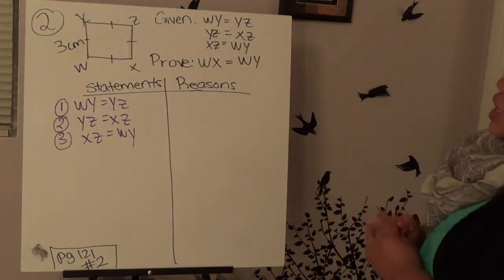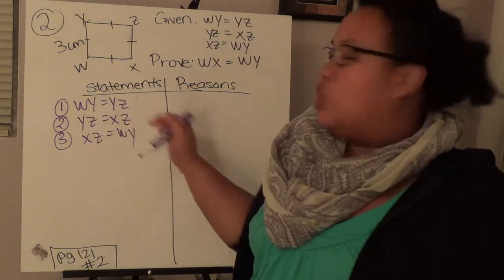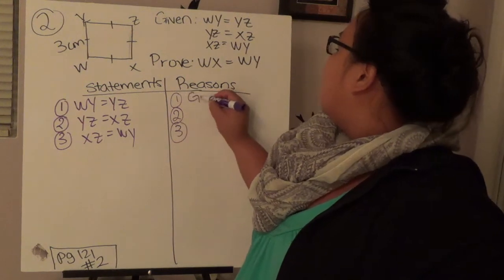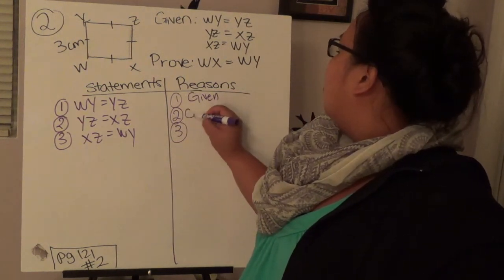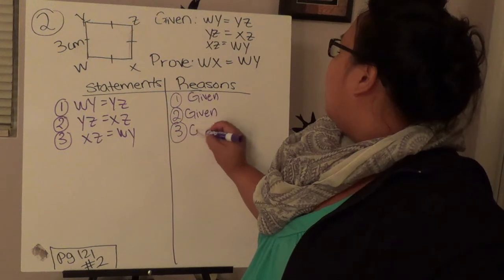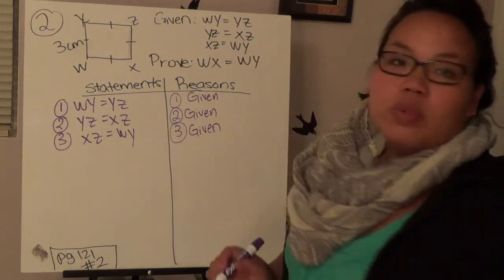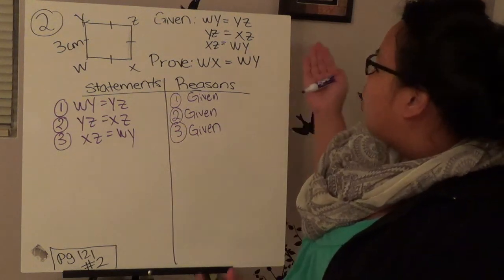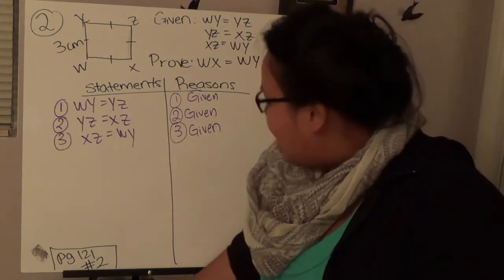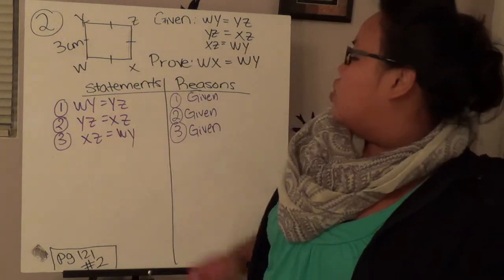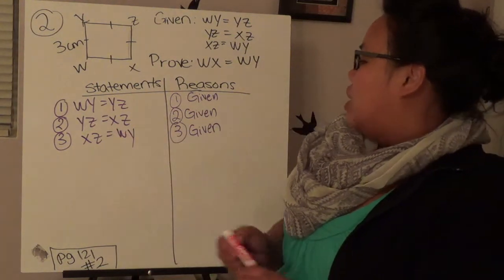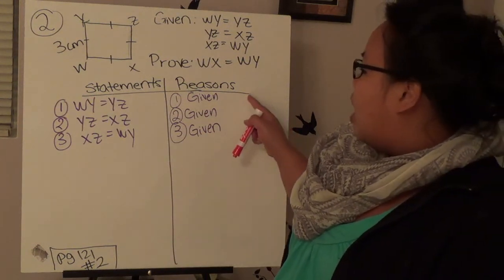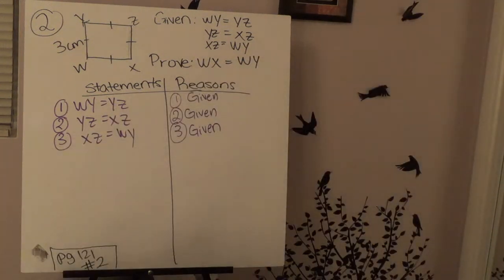Okay, so basically we're going to prove that WX equals WY. So this has a lot of them that are equal to each other. And again, my reasoning for these are all given, given, given, and given. Okay? So in this case, my next step is to try to see if I can start relating them. Because right now, we have WY equals YZ, YZ equals XZ, and XZ equals WY, but we don't have WY and YZ related to each other.